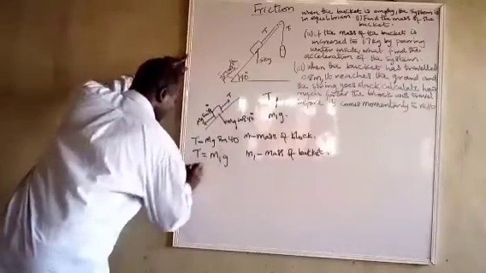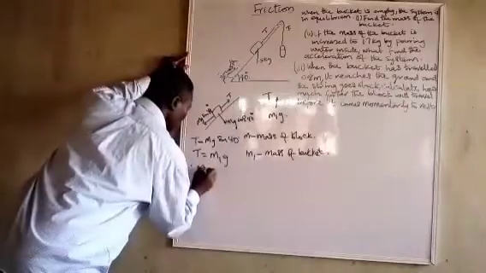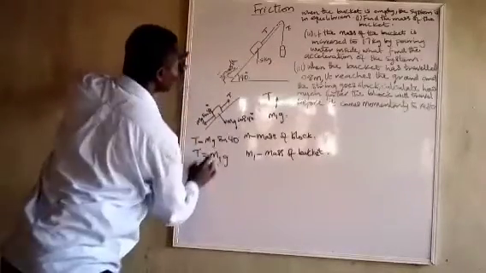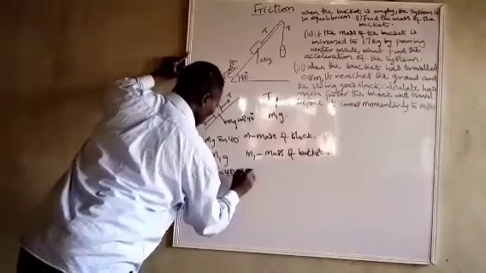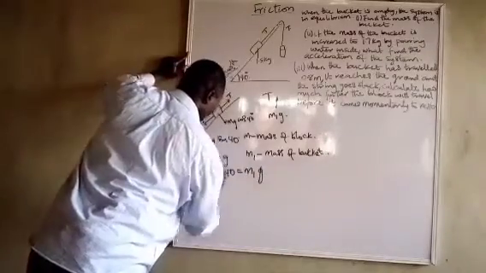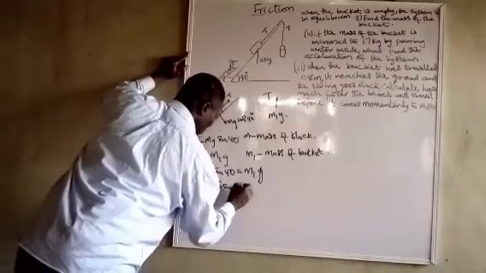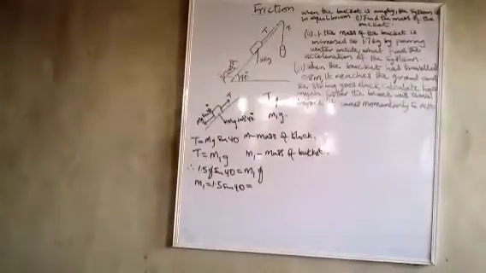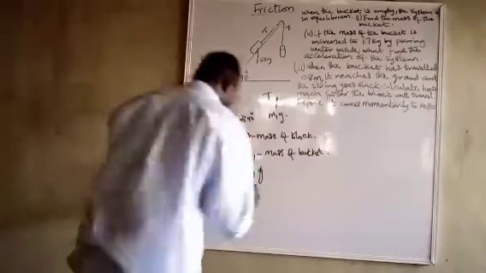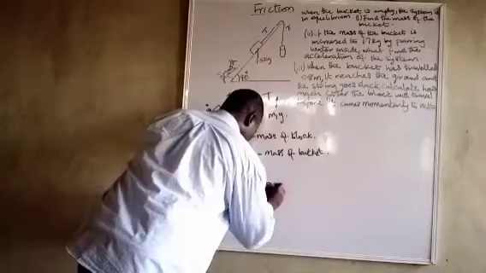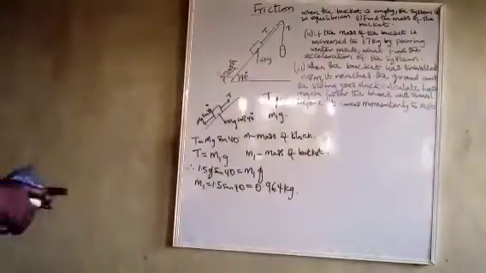Therefore, we can now say m is equal to 1.5, so 1.5 g sin 40 is equal to m1 g. So m1 is equal to 1.5 sin 40, which is 0.964 kilograms. So the mass of the bucket is 0.964 kilograms.